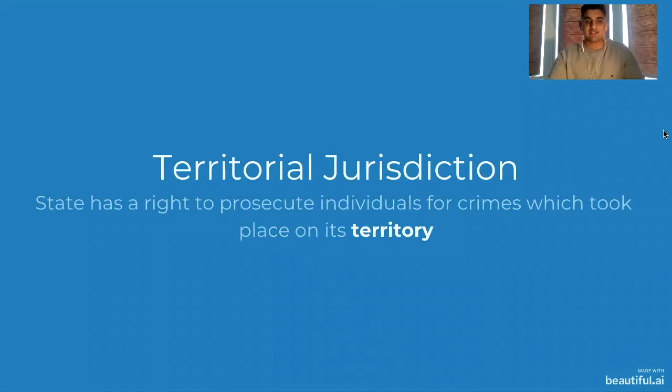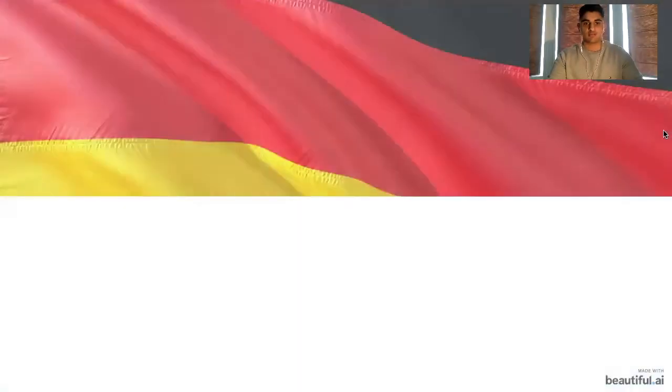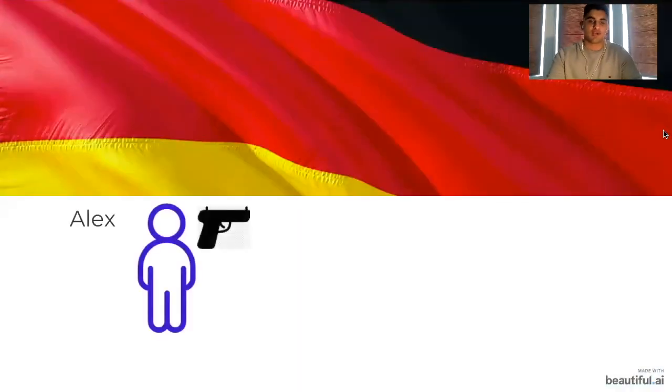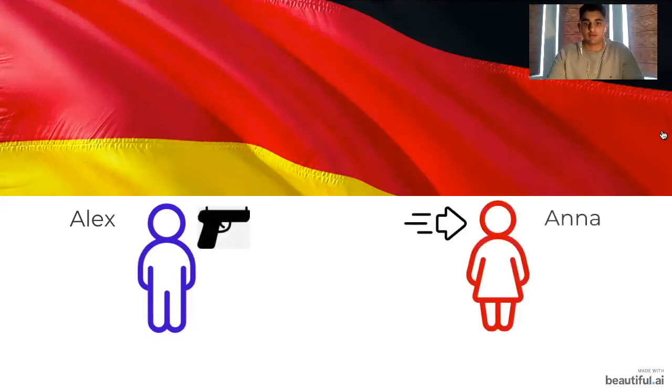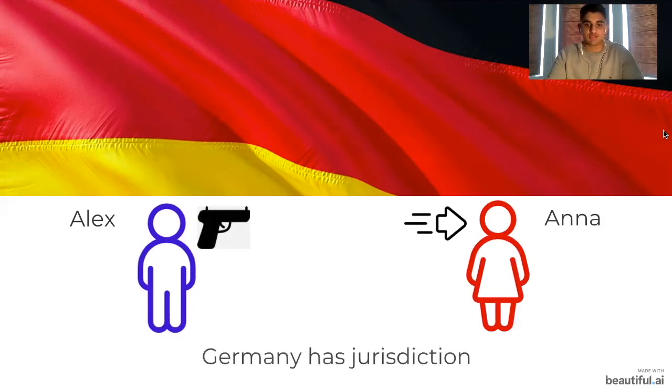This is where a state has a right to prosecute individuals for crimes which took place on its territory. So, perfect example. Let's say we're in Germany and we have Alex here and he's got a gun and he shoots Anna. Well, which country is going to prosecute Alex for his crime? Well, in this case, it's pretty obvious. It's going to be Germany. It's Germany that has jurisdiction because the crime took place on German territory.